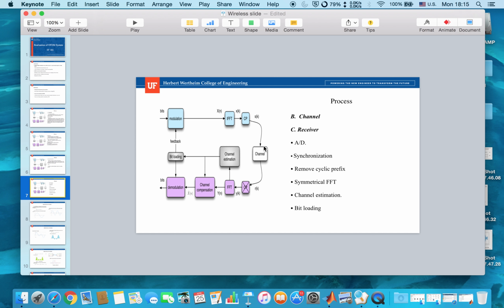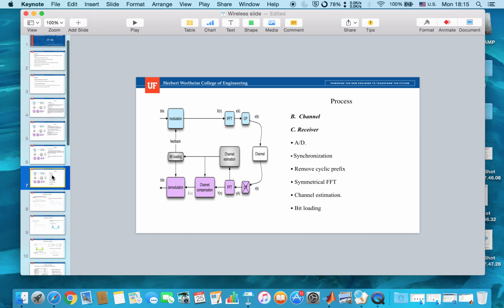And then it's the channel part. After the signal passes the channel, we get the receiver part, and the receiver part is just the reverse of the transmitter. The first is AD, then synchronization, then removing the CP, and then we use FFT, and there is the channel estimation and the bit loading. So this is the whole diagram of the OFDM.